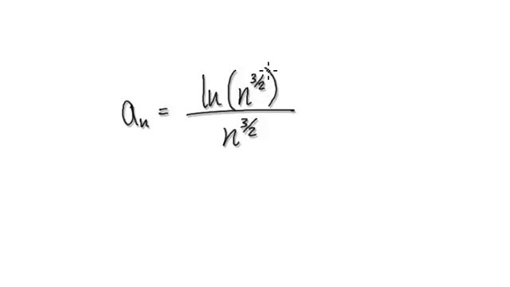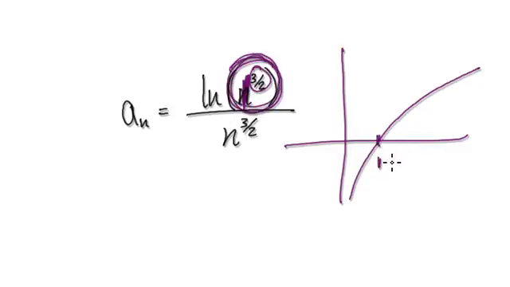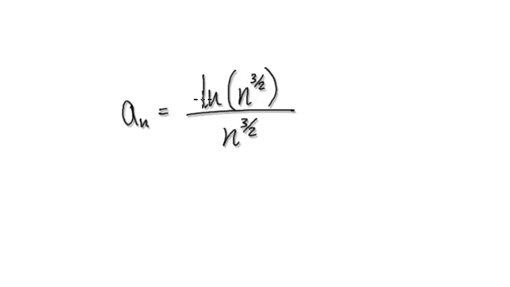Also, looking at the natural log of this thing here, your natural log graph looks like this. When n equals 1, 1 to the power of 3 over 2 will be 1. Natural log of 1 will be 0. So when n equals 1, the first term is going to be 0.